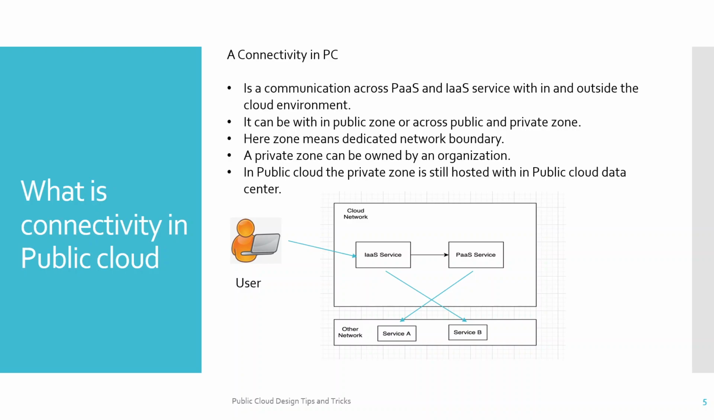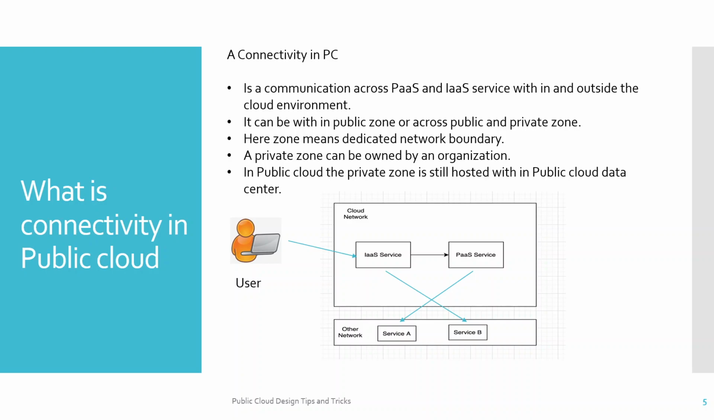Now, what does a typical connectivity look like in a public cloud environment? If you go to the diagram, it's a public cloud environment, and within that public cloud environment there is a cloud network scope, and within that network a few services like IaaS services or PaaS services are running, and they are also interacting with other networks outside the cloud boundary. For example, service A and service B. So if you see the communication, it can happen even within the cloud or outside the cloud. So that is how a typical connectivity looks.